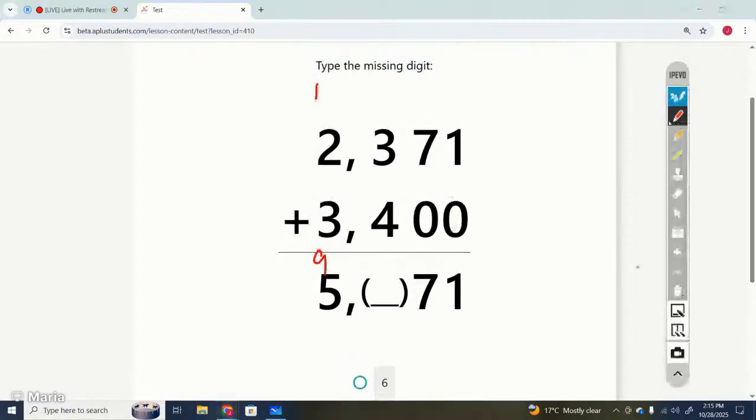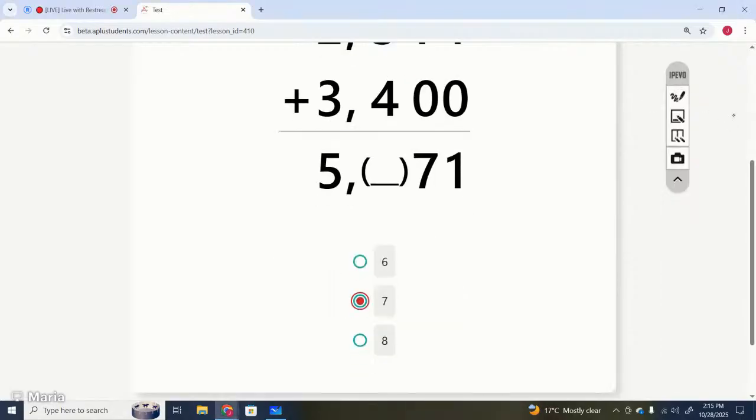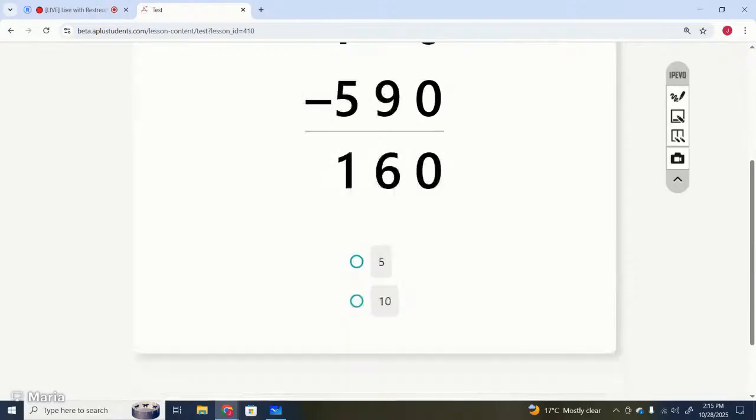1 plus 0 is 1. 7 plus 0 is 7. 3 plus 4 is 7. The correct option is 7.